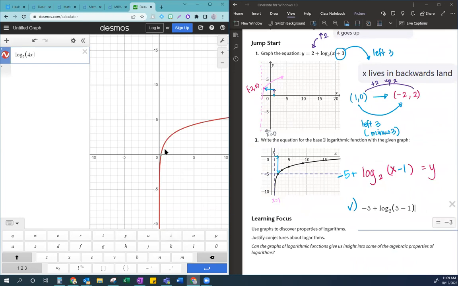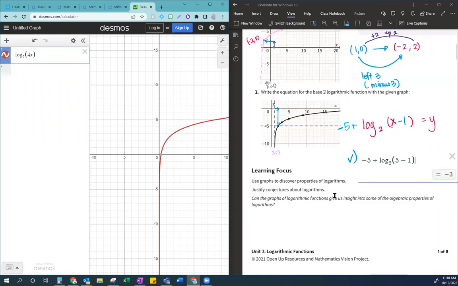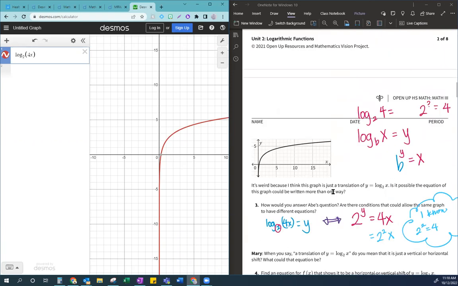Someone said 1, 2. Oh, wait, is that right? Let's see. Oh, that's right. He's right there. He's at 1, 2. So where did he move to? Where does he normally live? At 1, 0. And where did he move to? At 1, 2. Let me document this really quick. So my normal point lives right here at 1, 0.